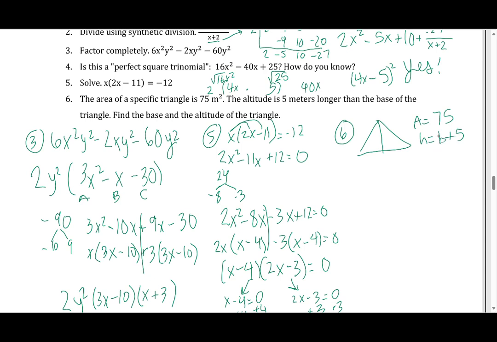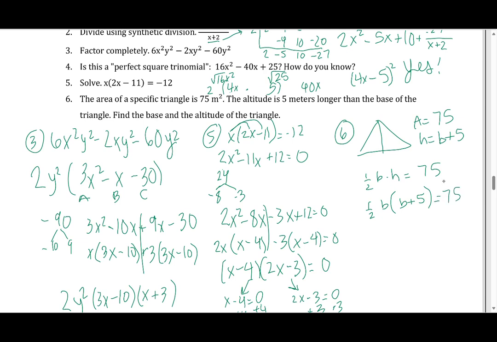So let's call that b of the triangle. Find the base and the altitude of the triangle. So that means, again, height. So we need to find both. Area of a triangle is 1/2 base times height. In this case, our area is 75. Let's go ahead and put in what we know about the height. That's plus 5 from the base, equals 75.